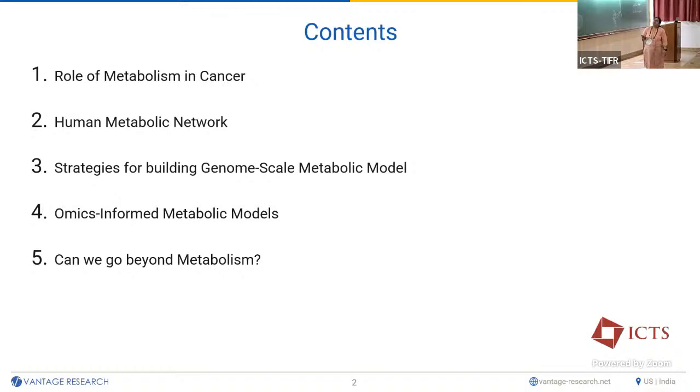Then I'll talk about the various strategies of building a genome scale model. Either you can build it from scratch, that's the more labor intensive process, probably a period of 6 to 9 months. Or, you also have a lot of data, so you can take the top down approach using data for building your model. And then I'll give you certain examples of how you can use the available, publicly available omics data on cancer to build omics informed models and make certain interesting conclusions out of it. So that's how the talk is outlined.